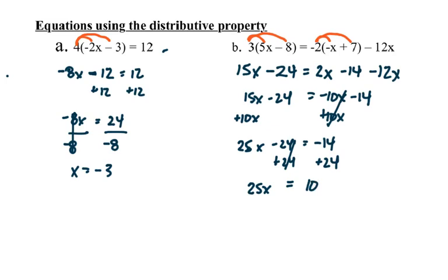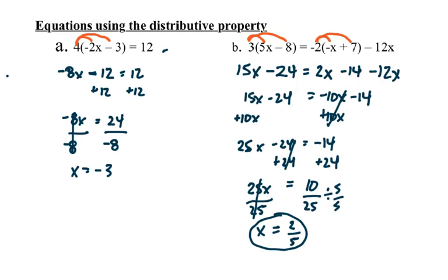For our final step, we will divide by 25. X equals 10/25, and those are both divisible by 5. So let's make that 2/5 for our final complete answer.